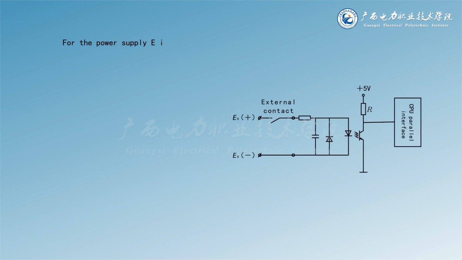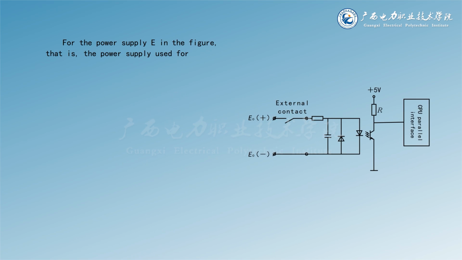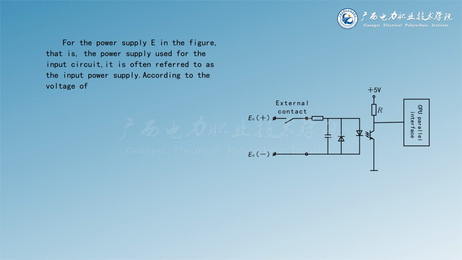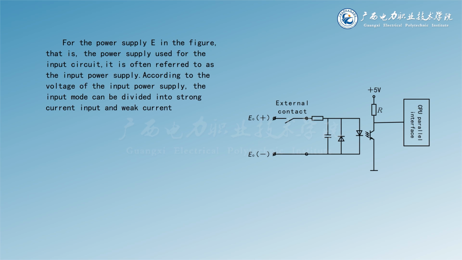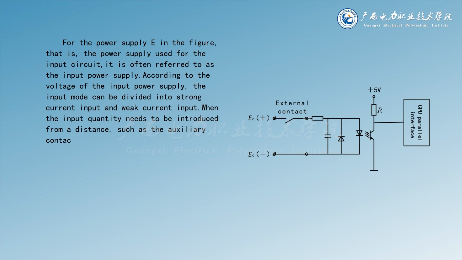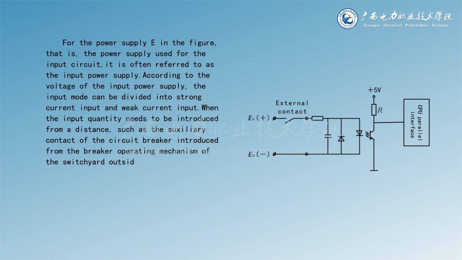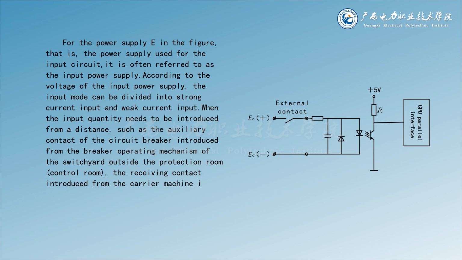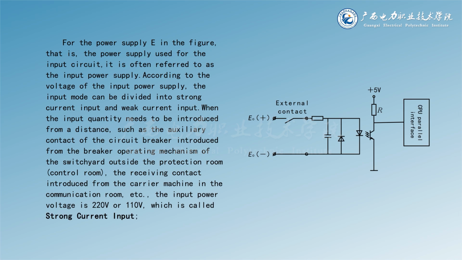For the power supply E in the figure, that is, the power supply used for the input circuit, it is often referred to as the input power supply. According to the voltage of the input power supply, the input mode can be divided into strong current input and weak current input. When the input quantity needs to be introduced from a distance, such as the auxiliary contact of the circuit breaker introduced from the breaker operating mechanism of the switchyard outside the protection room, the receiving contact introduced from the carrier machine in the communication room, etc., the input power voltage is 220 volts or 110 volts, which is called strong current input.